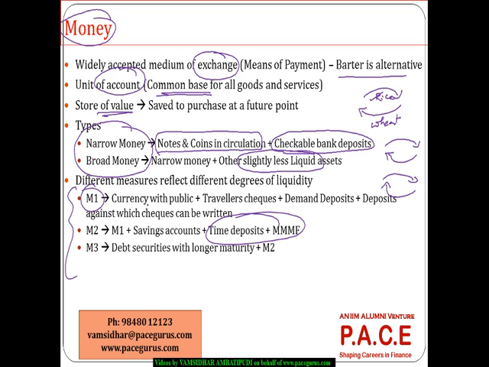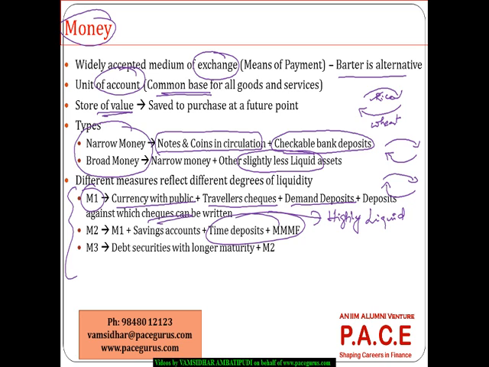Like when we say M1, it's very preliminary, highly liquid money, which is currency that is available with the public, traveler's checks, which can be converted into cash immediately, demand deposits, again convertible to cash, and deposits against which checks can be written, checkable bank deposits, which means the money can be withdrawn at any point in time. So this is highly liquid money, and that's where it gets classified as narrow.